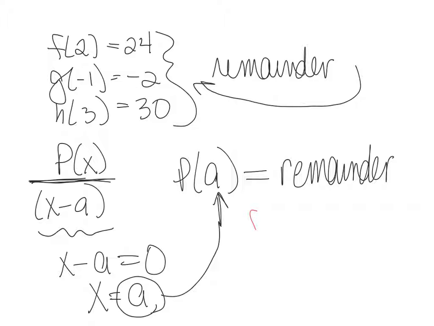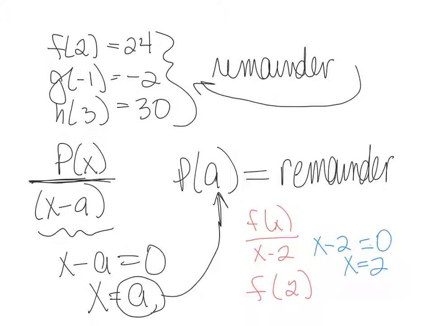So like the first one, we divided f of x over x minus 2. And then we evaluated the function at 2. That would be x minus 2 equals 0, x equals 2. That's what we plugged in there. And we got for our answer the remainder. That worked for all of them.